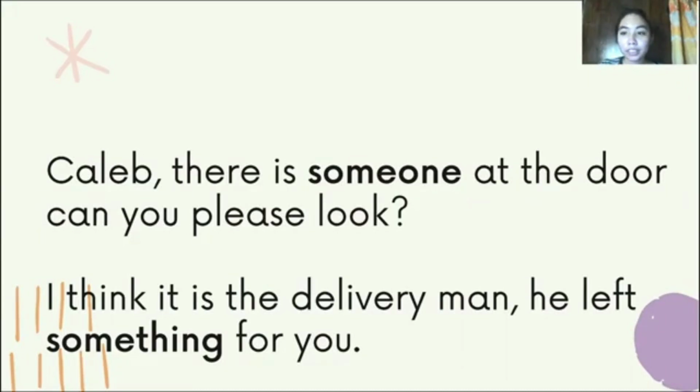So also the second one, "I think it is the delivery man. He left something for you." Here it uses the word something, which starts with some, in an affirmative sentence. So this second sentence is an example of an affirmative sentence that uses a word that starts with some, specifically something. Okay, did you understand the two rules?